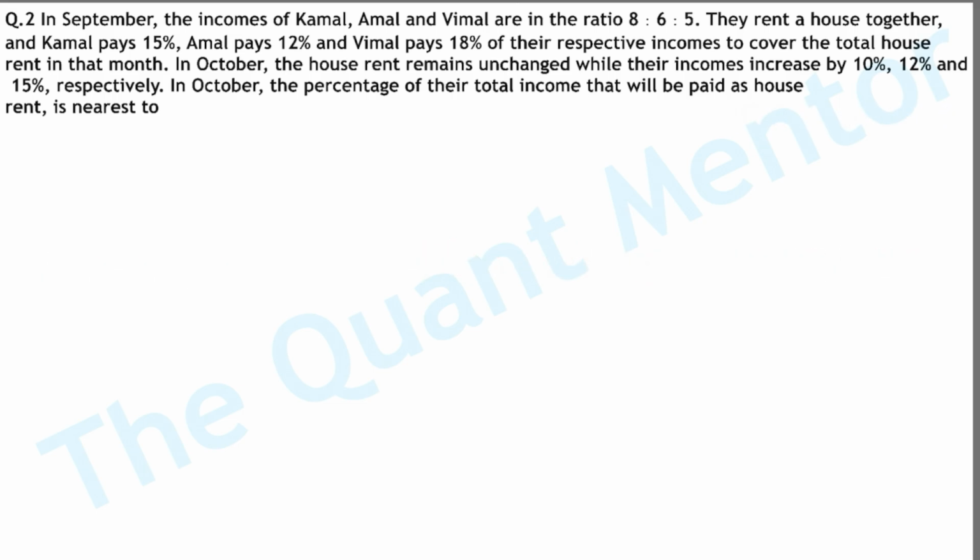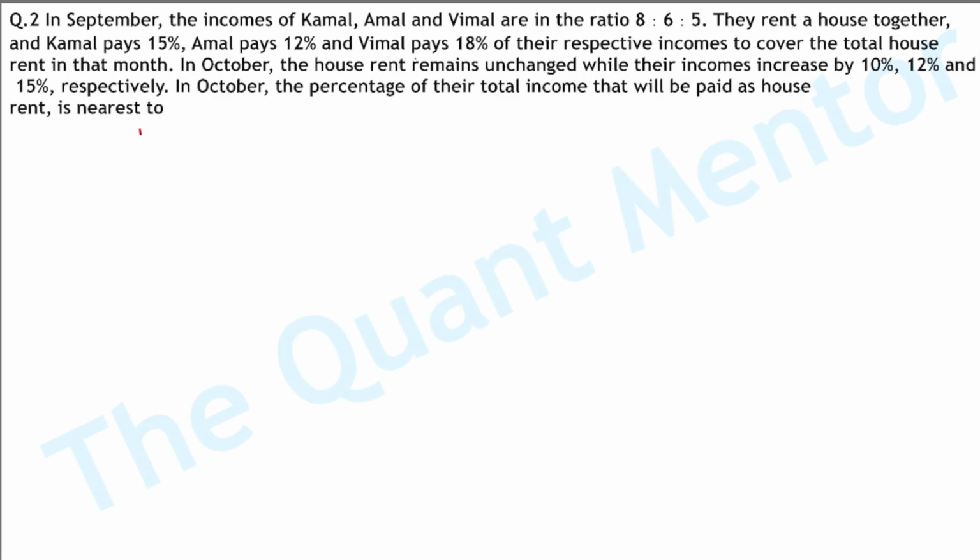Okay, so the question reads: in September, the incomes of Kamal, Amal and Vimal are in the ratio 8 is to 6 is to 5. They rent a house together and Kamal pays 15%, Amal pays 12% and Vimal pays 18% of their respective incomes to cover the total house rent in that month. In October, the house rent remains unchanged while their incomes increase by 10%, 12% and 15% respectively. In October, the percentage of their total income that will be paid as house rent is nearest to.